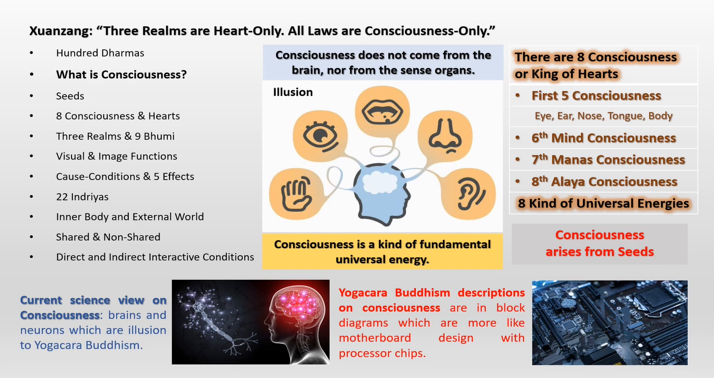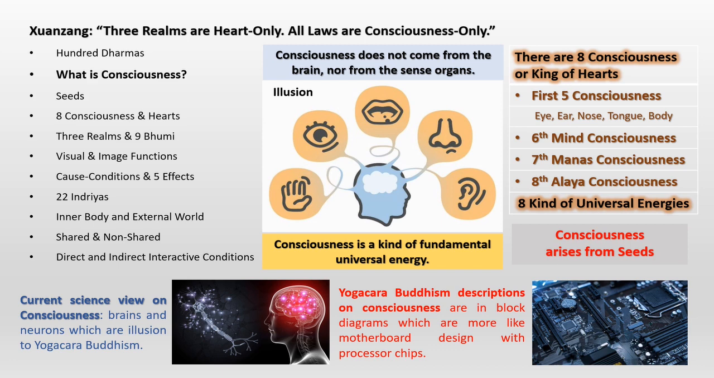There is not just one consciousness as what we normally think as mind consciousness, but there are 8 consciousness. Each of the 8 consciousness is different. They can be thought of as 8 different types of energies. How these 8 consciousness come into existence or function is through arisen or activation of seeds. It is important to note that current science's view of consciousness is in the neurons and the functions of the brain, whereas the view of Yogacara Buddhism is completely different.